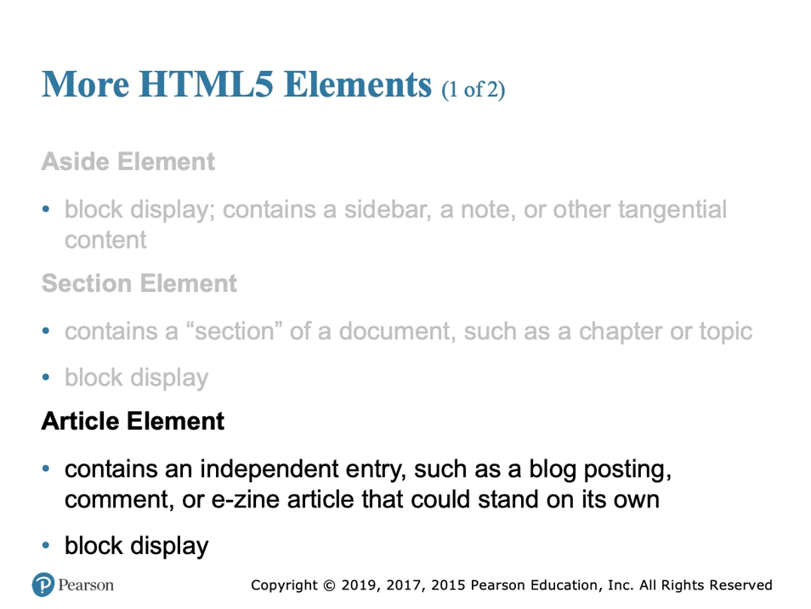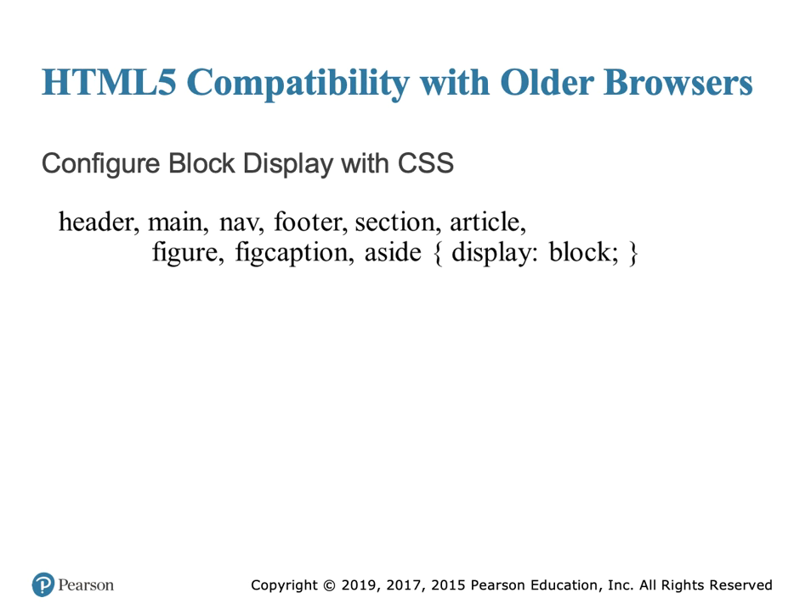Some older browsers may not understand that the new HTML5 level elements are block level elements, so it is a wise practice to apply a block setting to the new HTML5 elements. In this example, you can see that the selectors header, main, nav, footer, section, article, figure, figcaption, and aside have all been set to display block. You would want to place this code near the top of your CSS document.